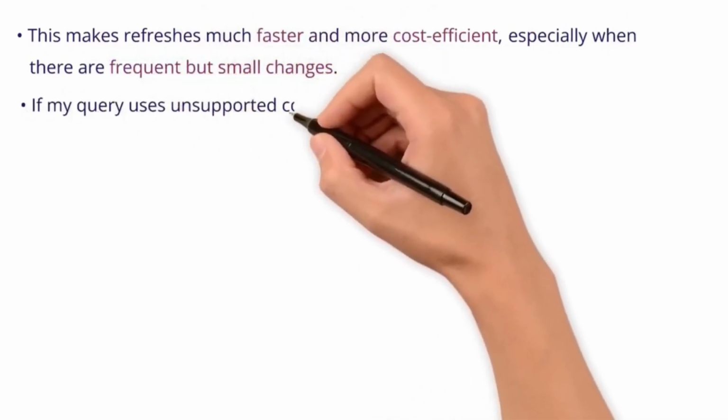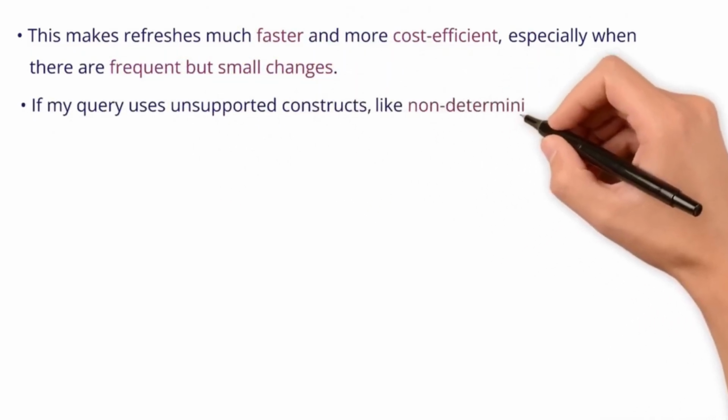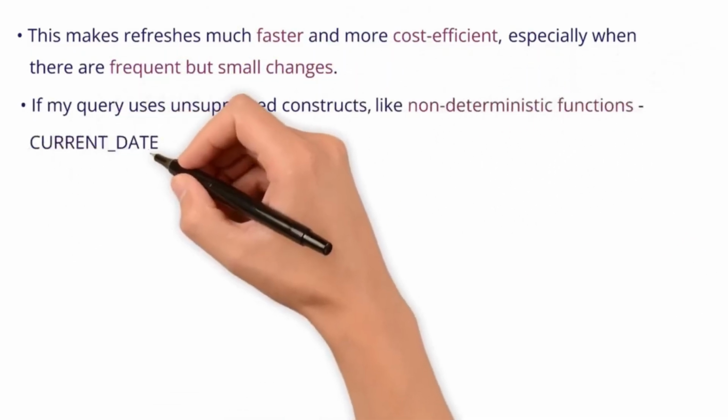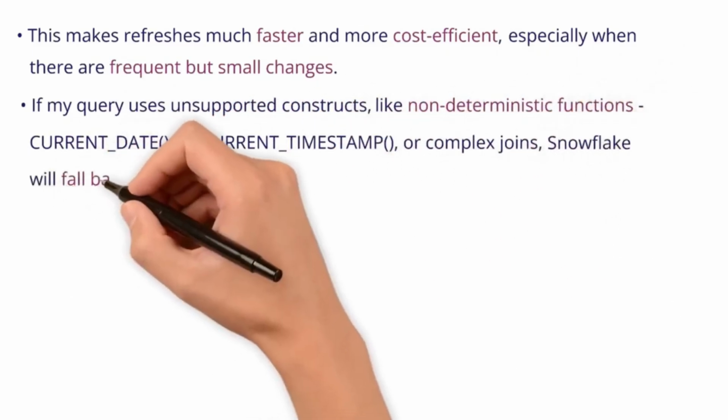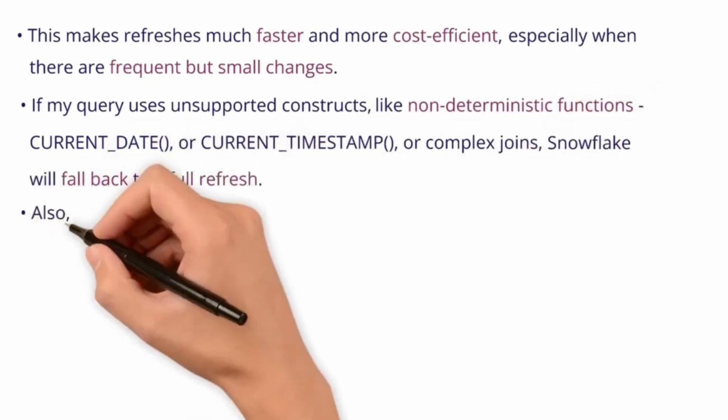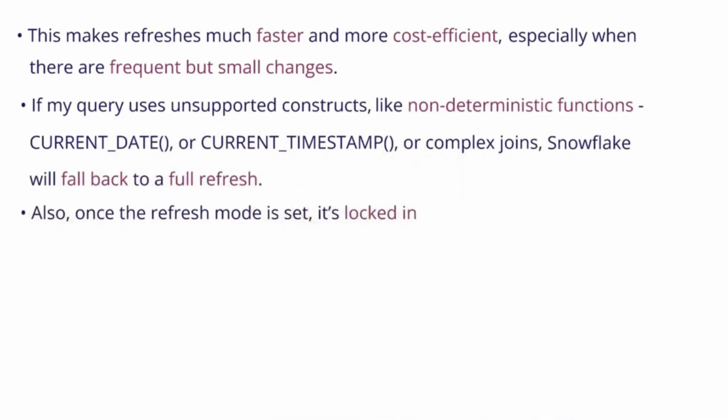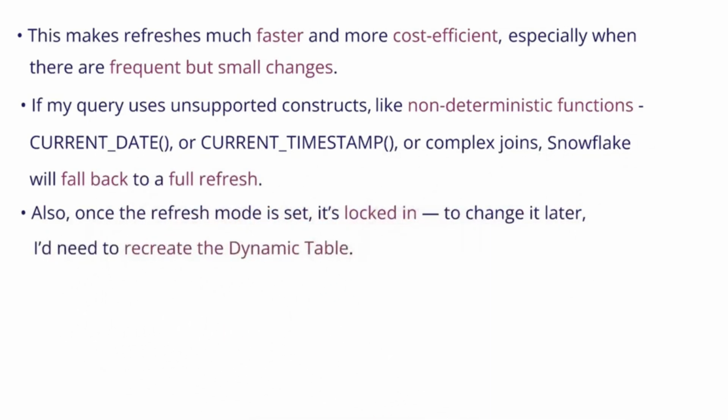If my query uses unsupported constructs like non-deterministic functions like current date or current timestamp, or even complex joins, Snowflake will fall back to full refresh. Also, once the refresh mode is set, it's locked in. To change it later, I'd need to recreate the dynamic table.